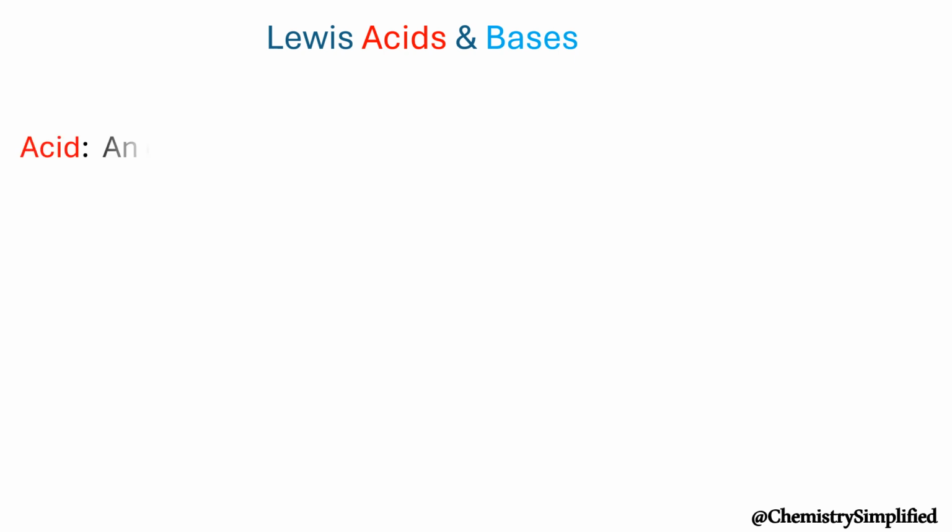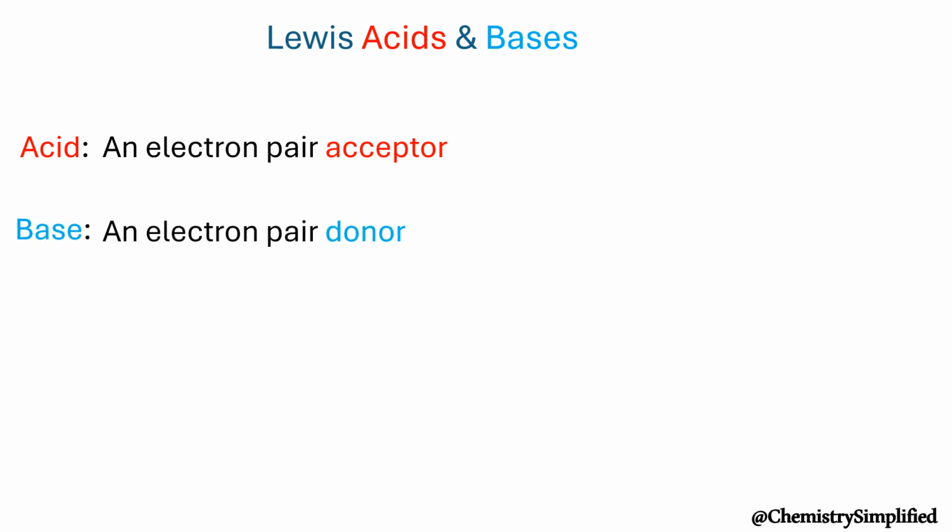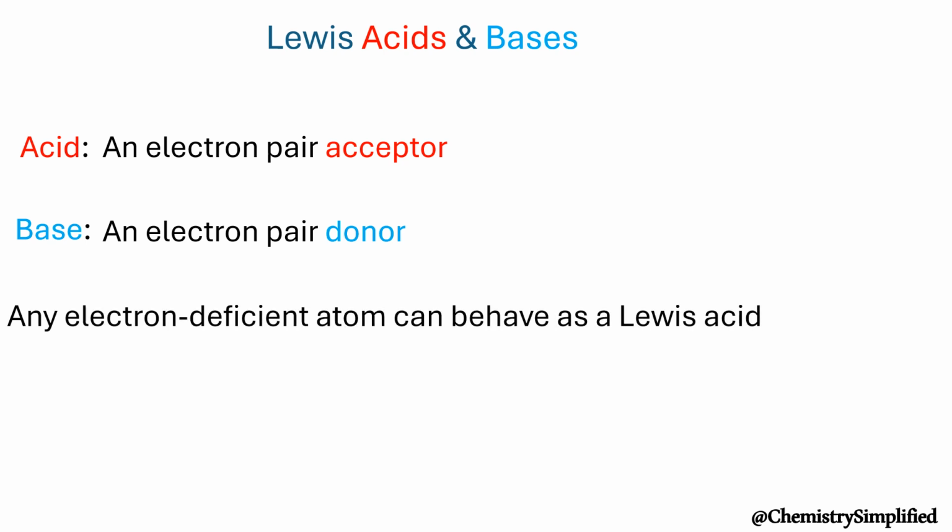According to Lewis, an acid is an electron pair acceptor, whereas a base is an electron pair donor. So Lewis' definition is a lot broader than Bronsted-Lowry, which was even broader than Arrhenius. According to Lewis, any electron deficient atom can behave as a Lewis acid. We haven't talked about Lewis structure yet, but in a future lecture we'll discuss that in detail, where I will explain what we mean by electron deficient.